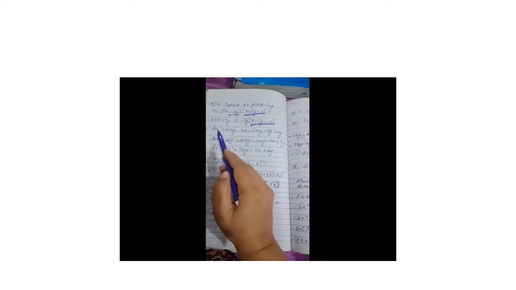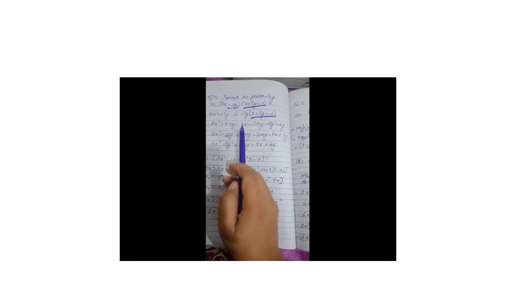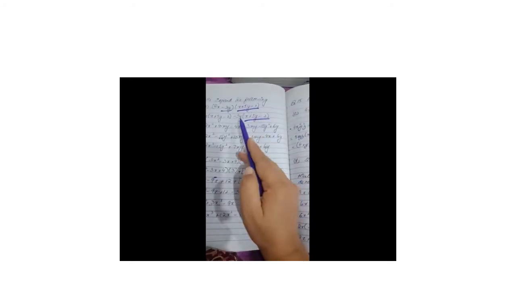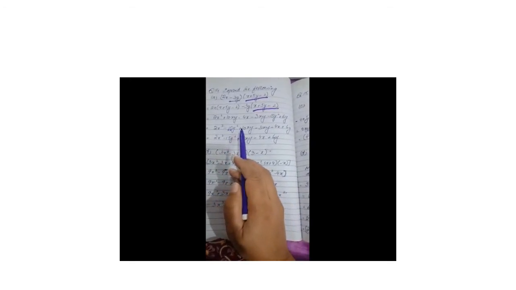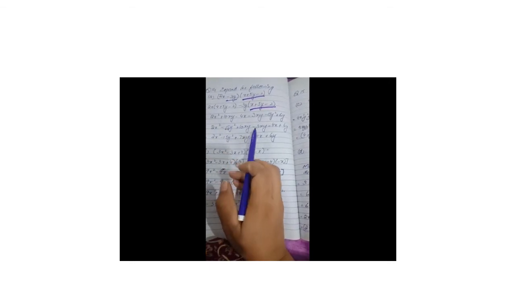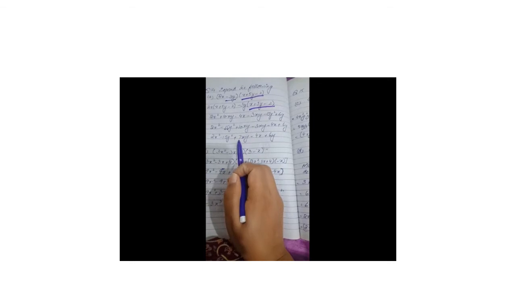2x will multiply with x, it will become 2x square. 2x will multiply with 5y, it will become 10xy, and 2x will multiply with minus 2, it will become minus 4x. Now this minus 3y will multiply with x, it will become minus 3xy, minus 3y multiply plus 5y, minus 15y square, and minus 3y will multiply with minus 2, it will become plus 6y. So 2x square minus 15y square, plus we are rearranging the like terms, 10xy minus 3xy minus 4x plus 6y. 2x square minus 15y square plus 10xy minus 3xy will become 7xy, minus 4x plus 6y.